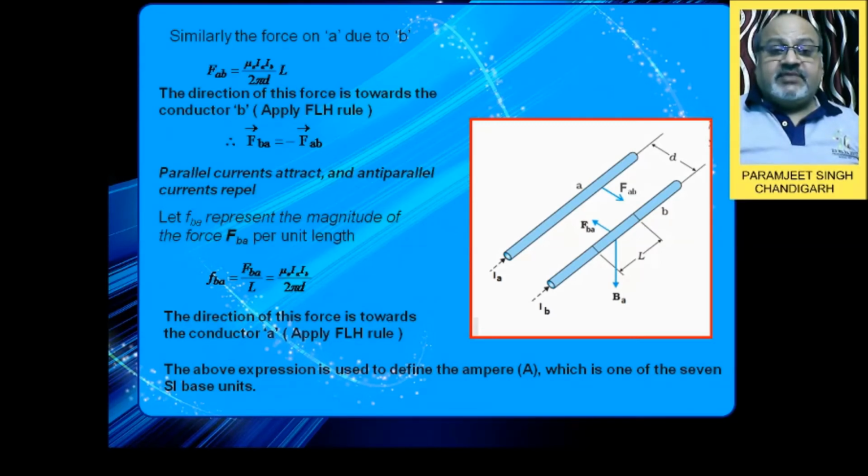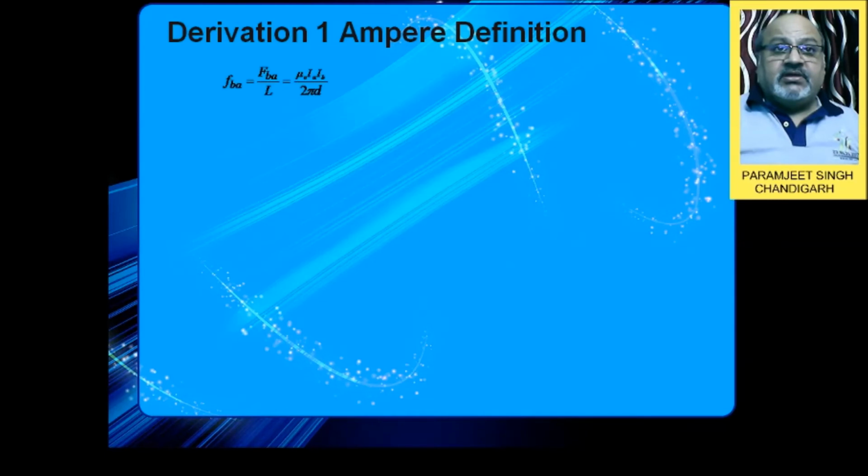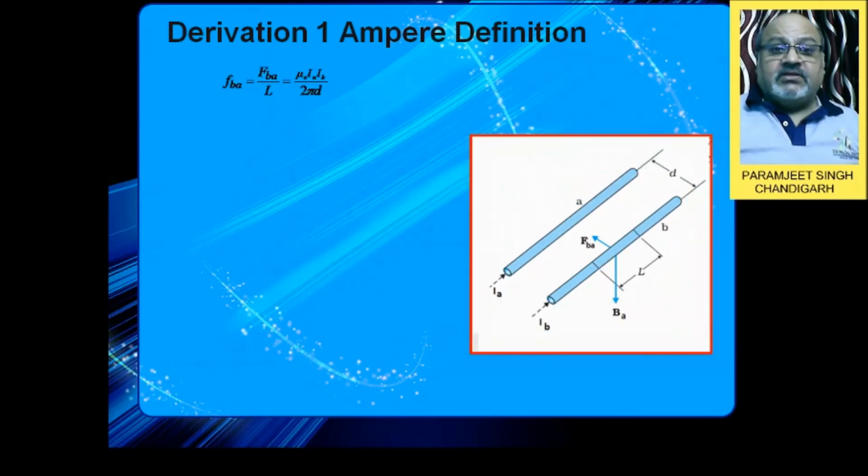Now what is the utility of this small FBA? We can find the definition of 1 ampere. And you know ampere is one of the 7 SI basic units, fundamental units. Let us derive the definition of 1 ampere. We already know this FBA is equal to mu naught IAIB divided by 2 pi d. Now see this figure. In this figure we will put some conditions.